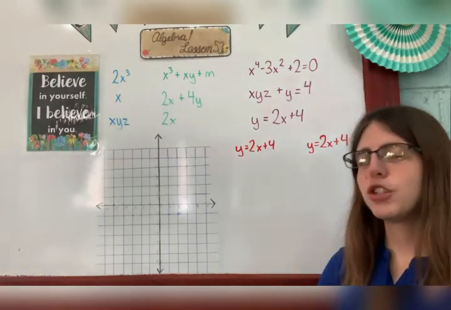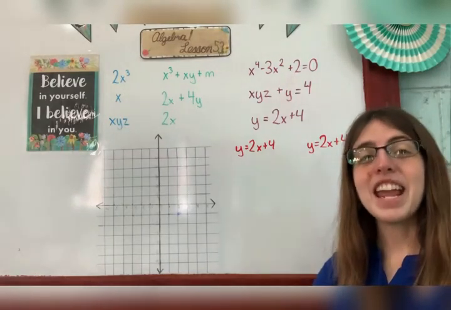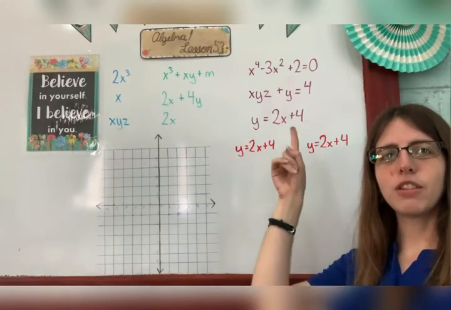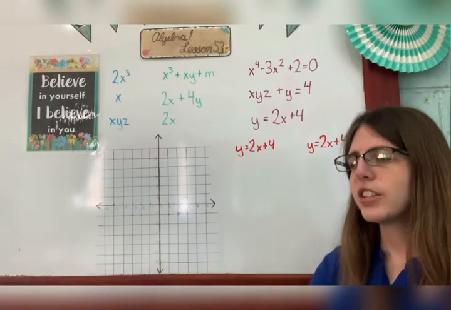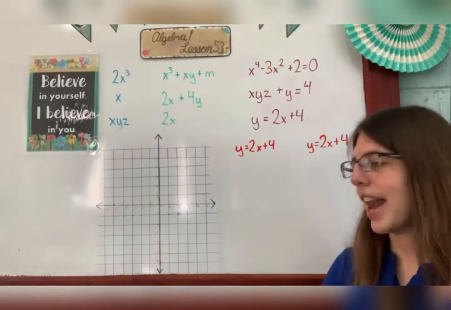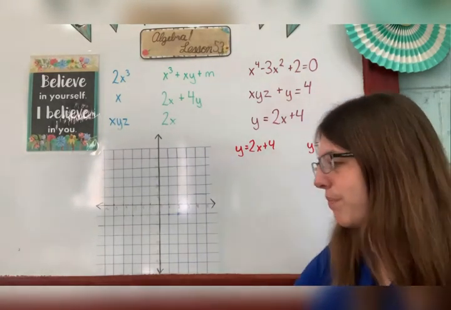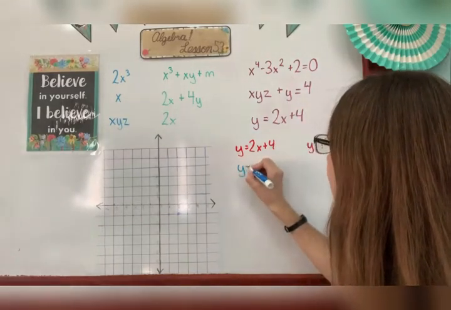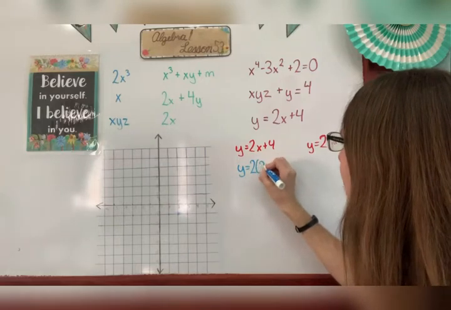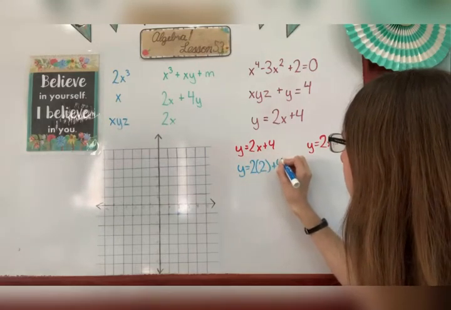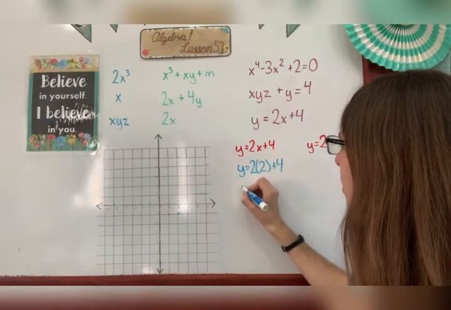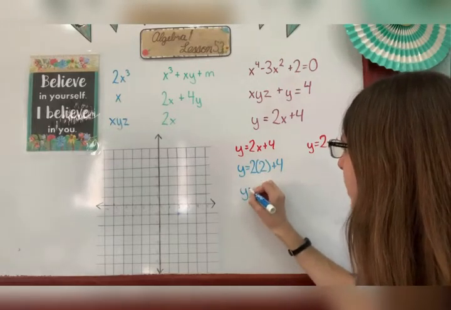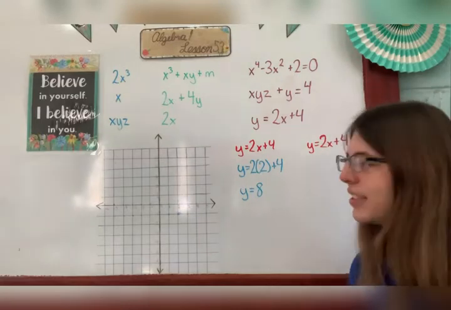So when I have two variables, there are an infinite number of possibilities that could make this particular equation true. So let's say, for example, I said that x is equal to 2. I would put y equals 2 times 2 plus 4. Then I multiply, 2 times 2 is 4, plus 4 is 8, so y equals 8.